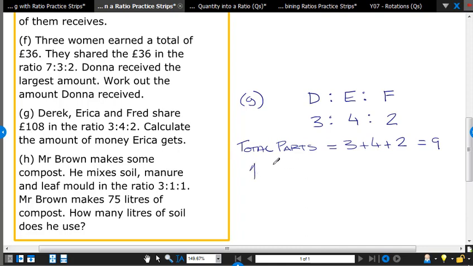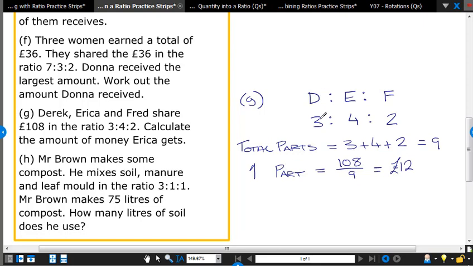So 9 parts equals 108 pounds. So 1 part equals 108 pounds divided by 9, and that is 12 pounds. Alright. So it's £12.